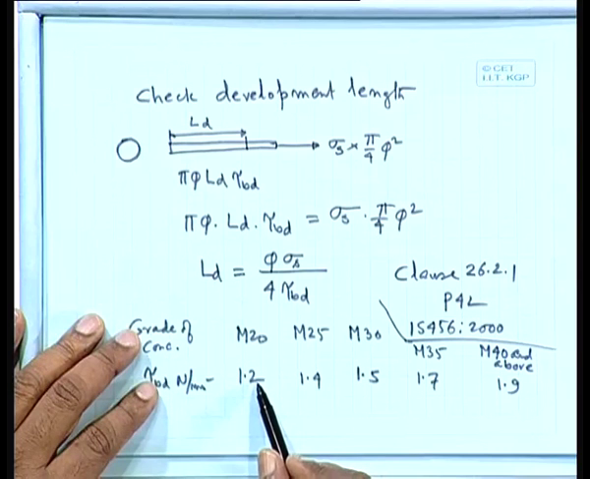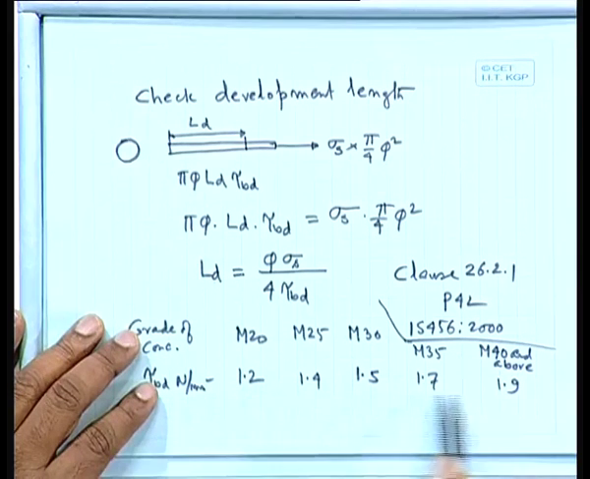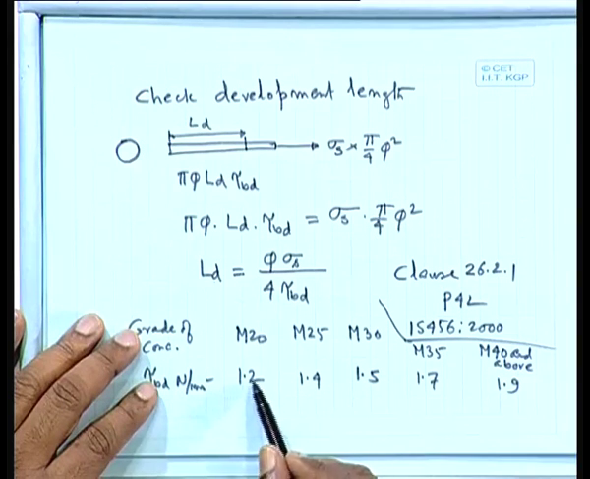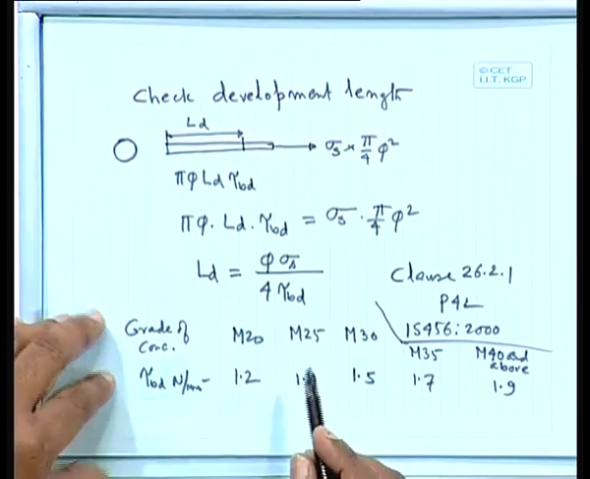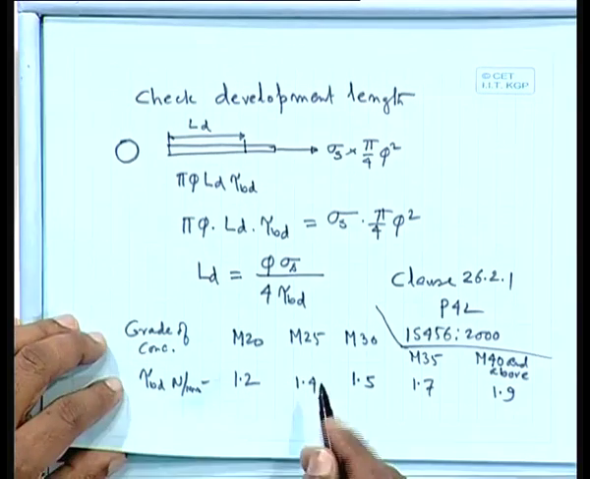So for plain bar surface it is given 1.2, and for pulling, for tension, if it is deformed bar, you increase this by 60%, so multiply it with 1.6. If it is compression, then you further multiply it with 1.25. So that will give you that tau BD for the case you are considering, whether it is under compression or under tension.